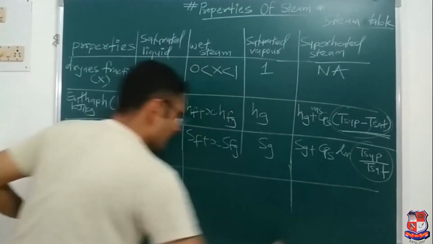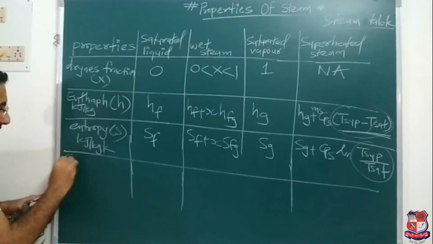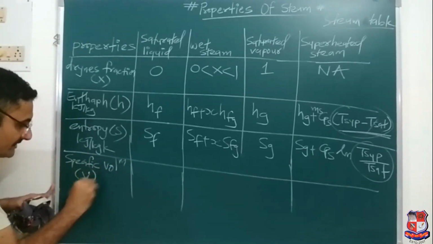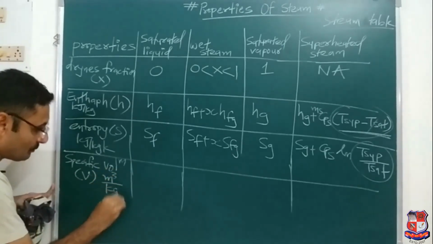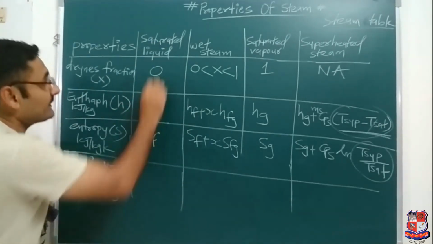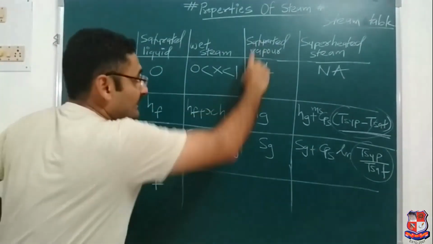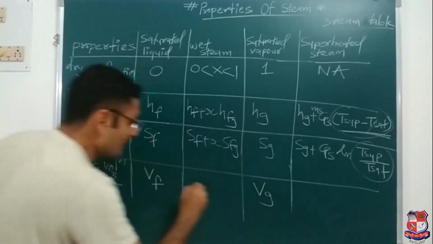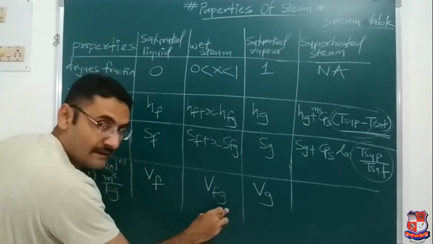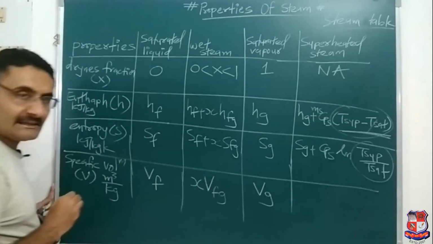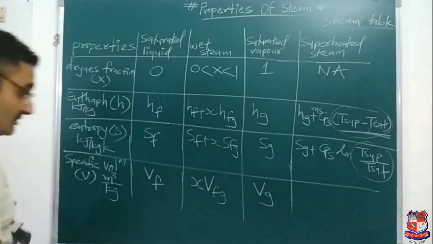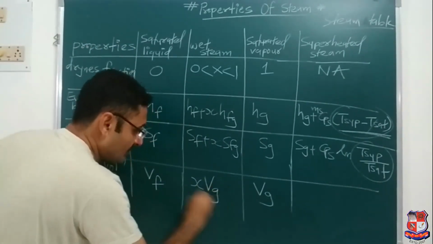After that, the last property I want to discuss is specific volume. Specific volume is denoted by small v. Remember that its unit is meter cube per kg. That means that much meter cube volume is present in 1 kg. Over here for saturated liquid it is Vf. For saturated vapor it is Vg. And over here it is your mixture of fluid, liquid and vapor, but how much? Up to x. That means it has some liquid particles, it has some vapor particles. So x into Vg, sorry, x into Vg, not Vfg.